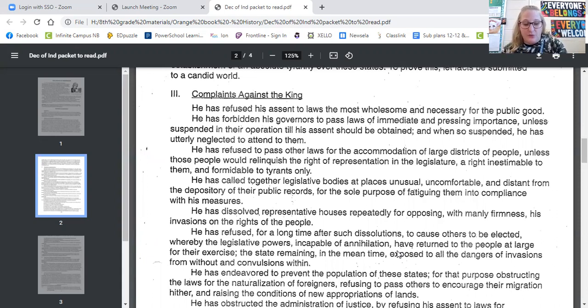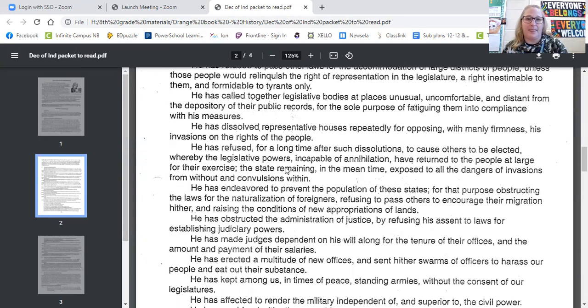He has refused, another negative word, to pass other laws for the accommodation of large districts of people, unless those people would relinquish the right of representation in the legislature, a right inestimable to them and formidable to tyrants only. Again, we're calling him a tyrant. So that's a negative term. So we're poking fun now at him and we're saying, here's all the awful things you did.